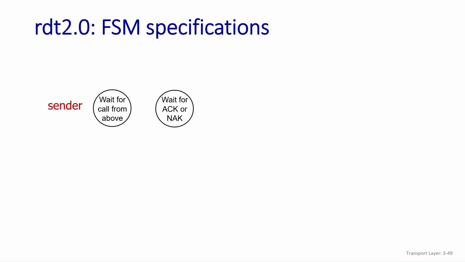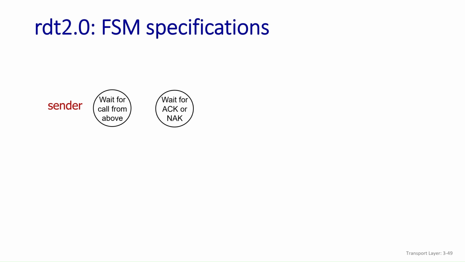Anyways, so now to handle the errors, I will introduce another state at the sender side in rdt 2.0 so that I can take care of acknowledgements or negative acknowledgements. So this state is the same: wait for call from above. And now, after sending a packet, I will make a transition to this state, meaning I'll be waiting for either acknowledgements or negative acknowledgements.